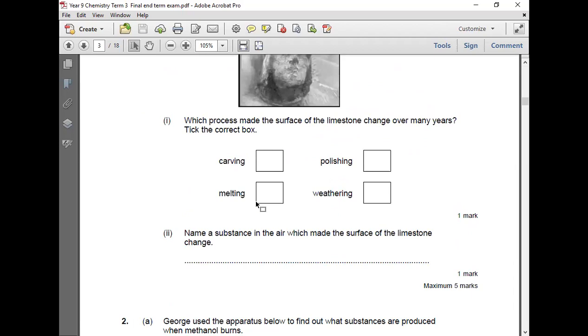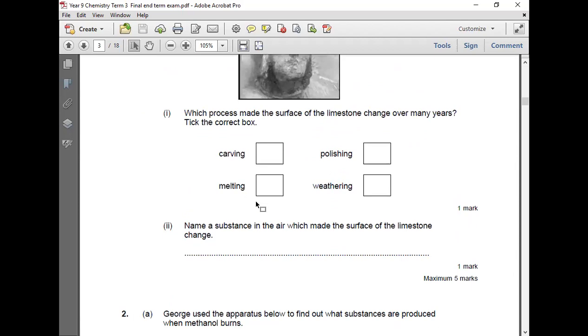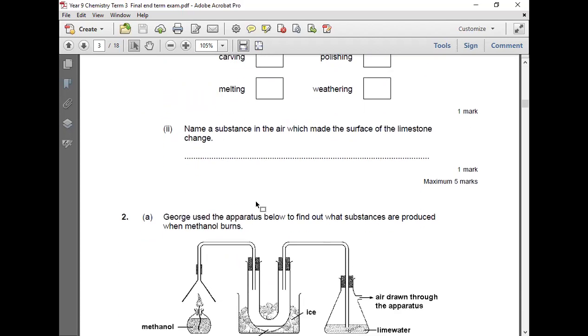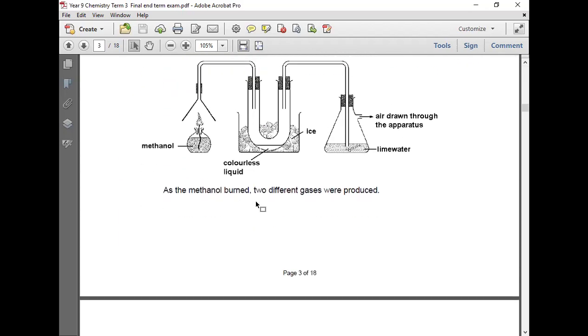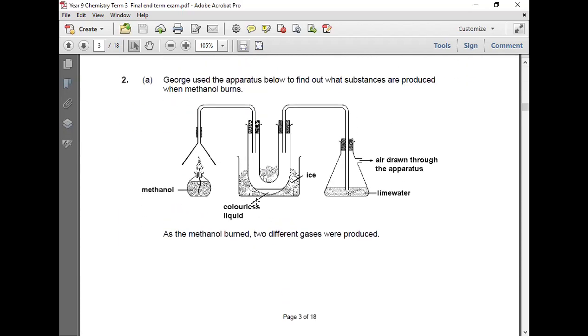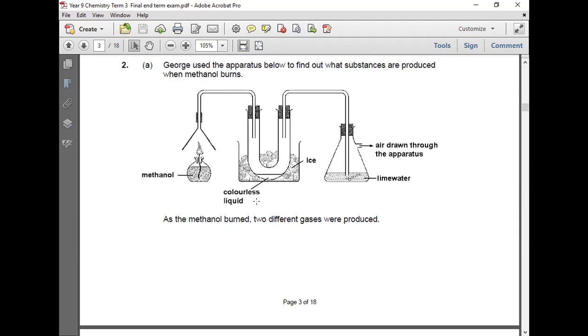Is that the carving? Is that the polishing? Is that the weathering? Is that the melting? Name a substance in the air which made the surface of the limestone change. The second question says you have an experiment to find out what substances are produced when methanol burns. So you need to find out what substances are produced when methanol is burned.